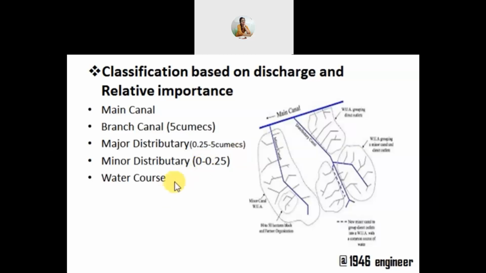And next we have water course. Watercourse is nothing but the simple canals which carry water directly into the field itself. Such canals are called as watercourse canals. This is the brief layout of how the canal irrigation looks like. This is the layout.